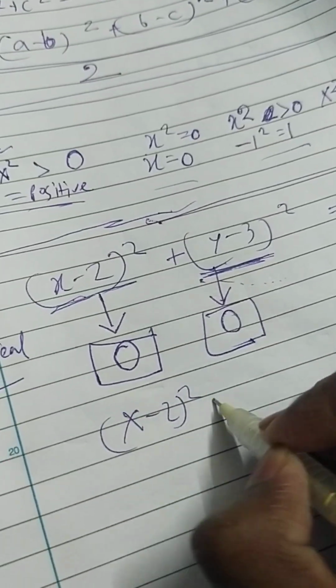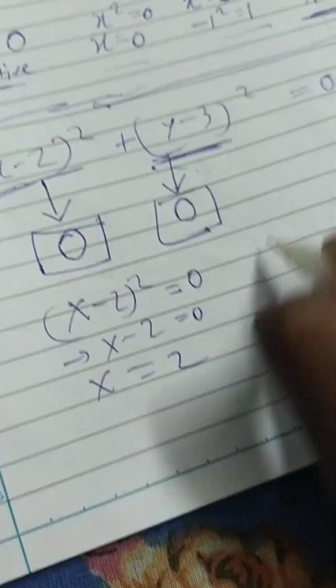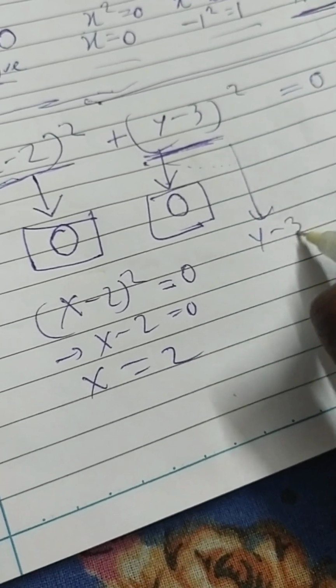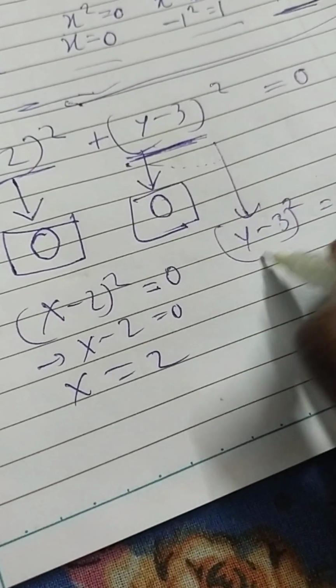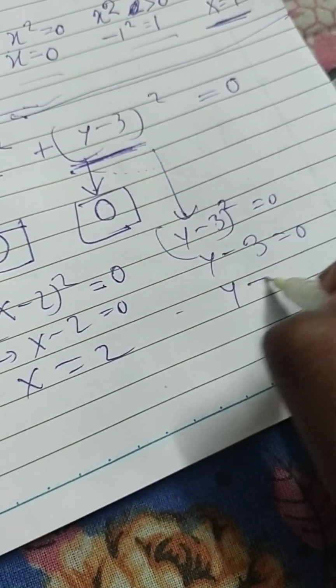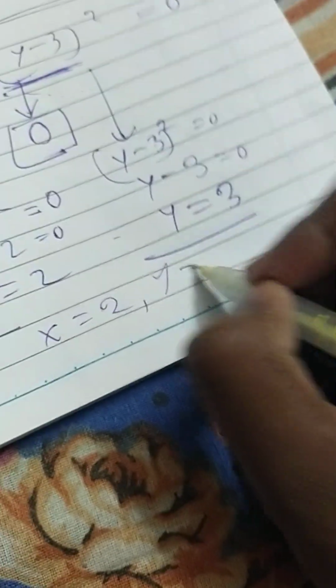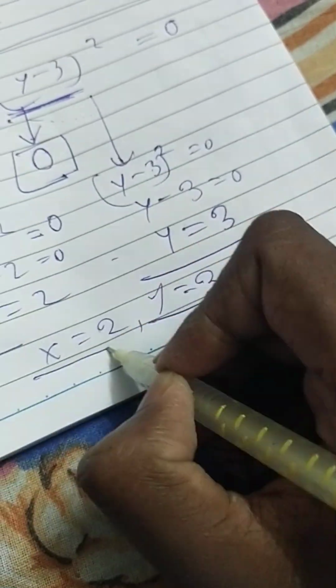So (x minus 2) whole square equals 0. So x minus 2 equals 0. So x equals 2. In this one, (y minus 3) whole square equals 0. So y minus 3 equals 0. So y equals 3. So here we get x equals 2, y equals 3.